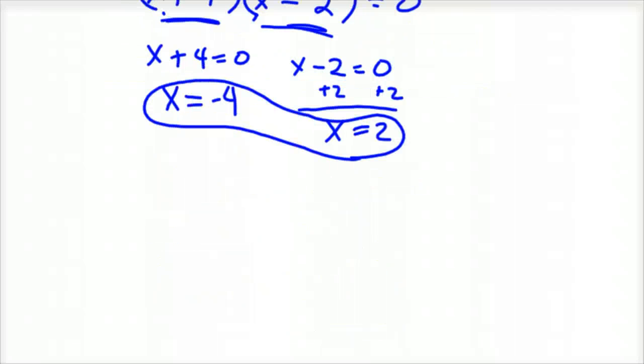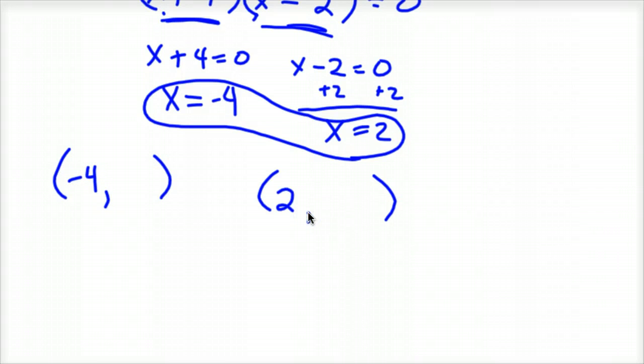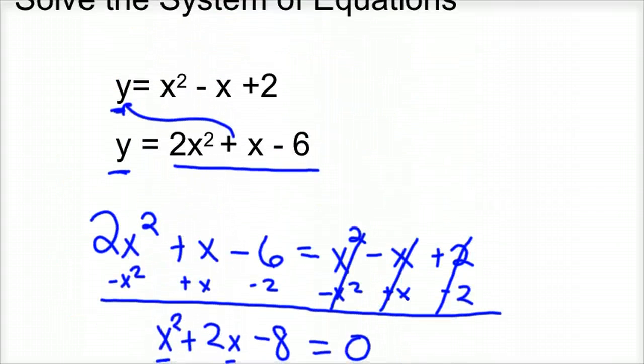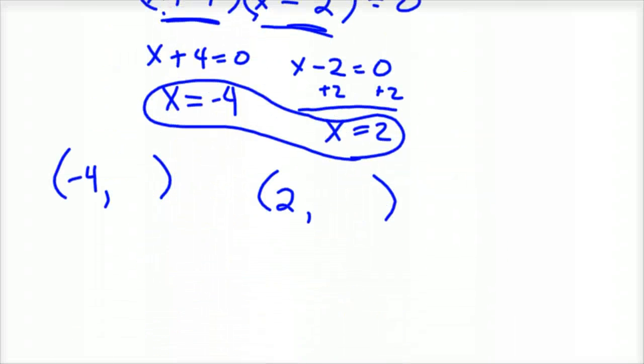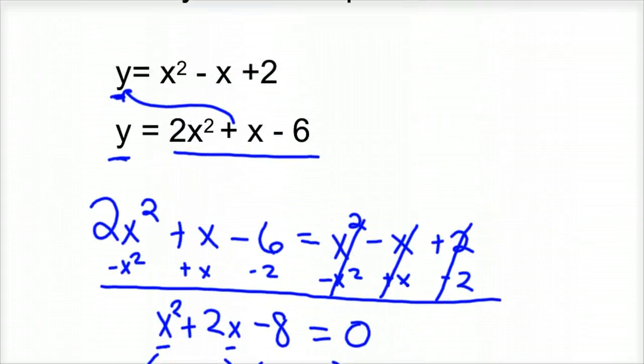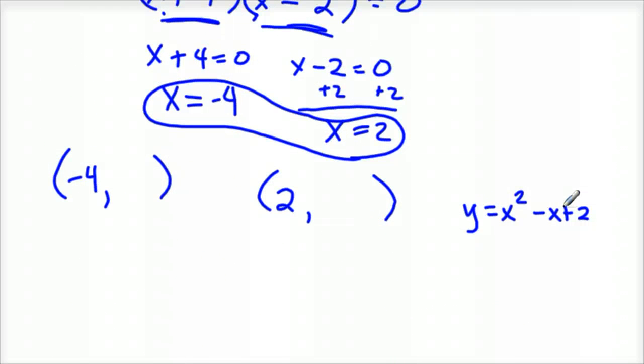So to find out what y is, you plug both of those in. So I'm going to have a set of ordered pairs where this meets. One's at negative 4, one's at 2 for the x value. Now you just need to find the y value. So I'm going to use the top equation, y equals x squared minus x plus 2. Is it minus 2 or plus 2? Let me look. Plus 2. And plug in the negative 4.